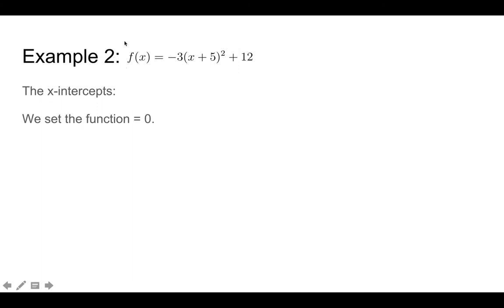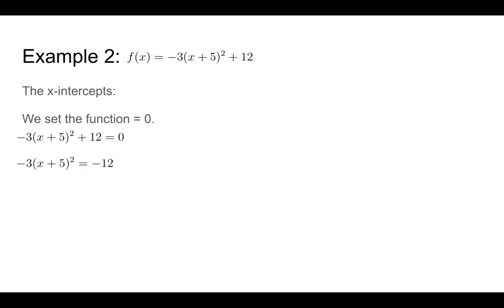To find x-intercepts, we always plug in y equals 0. Where's y? The function is y. This side is y. We make this side 0. We set the function equal to 0. Here, because we don't have that linear term, because it's possible to get this parenthesis squared by itself, we'll be able to use the square root property.